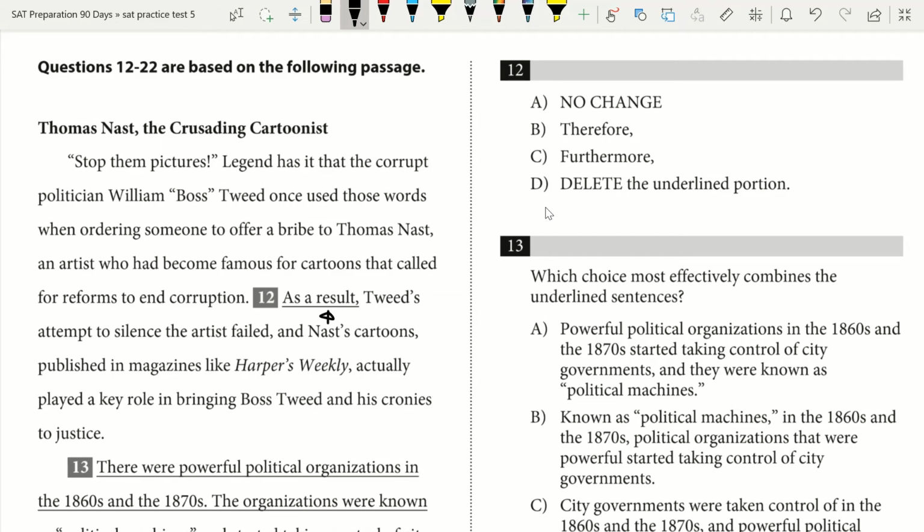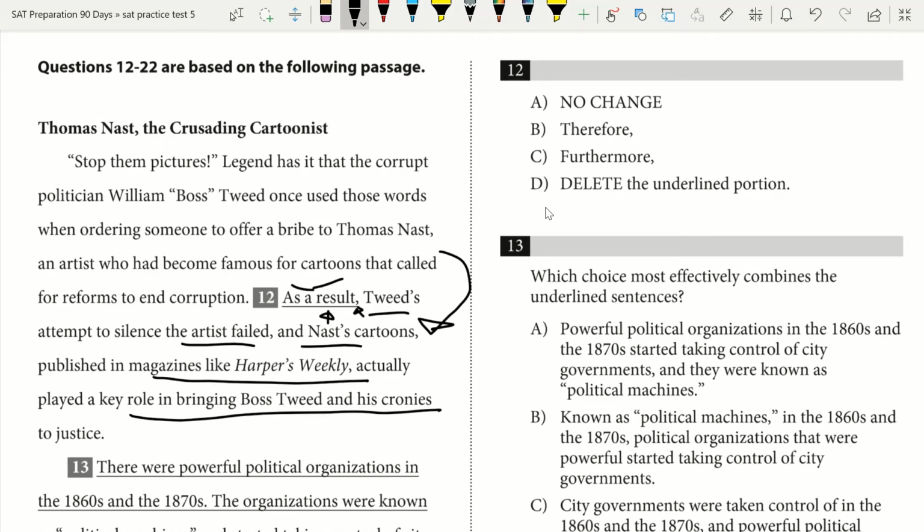Okay, right here, I've got a word at the beginning of the sentence followed by a comma. That means I know I'm looking to link those two sentences there, the one that came before and then the current one. So I don't even read this to start, right? Don't even read that. I go ahead and read what's after. So we have Tweed's attempt to silence the artist failed, and Nast cartoons published in magazines like Harper Weekly actually played a key role in bringing Boss Tweed and his cronies to justice.